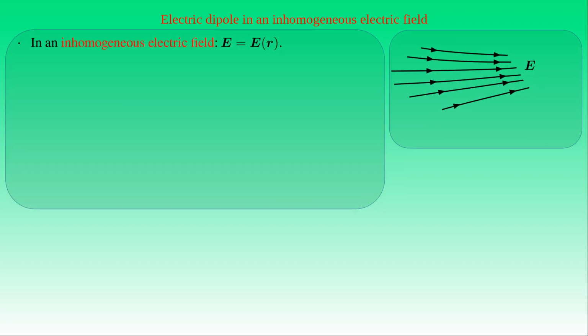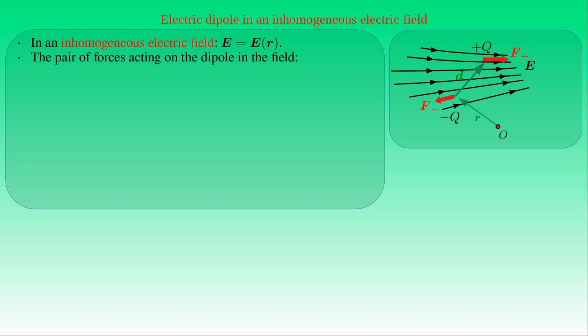Now we consider a more general case where we study the effect of an inhomogeneous electric field on a dipole. In an inhomogeneous electric field E, the magnitude and the direction of the electric field strength depend on the position. If an electric dipole with a pair of point charges plus Q and minus Q is in the electric field E, then the magnitude of the electrostatic force F sub plus acting on the charge plus Q and the force F sub minus acting on the charge minus Q are not necessarily equal. If the position vector points from the reference point O to the charge minus Q of the dipole, then the force pair acting on the dipole is the following.